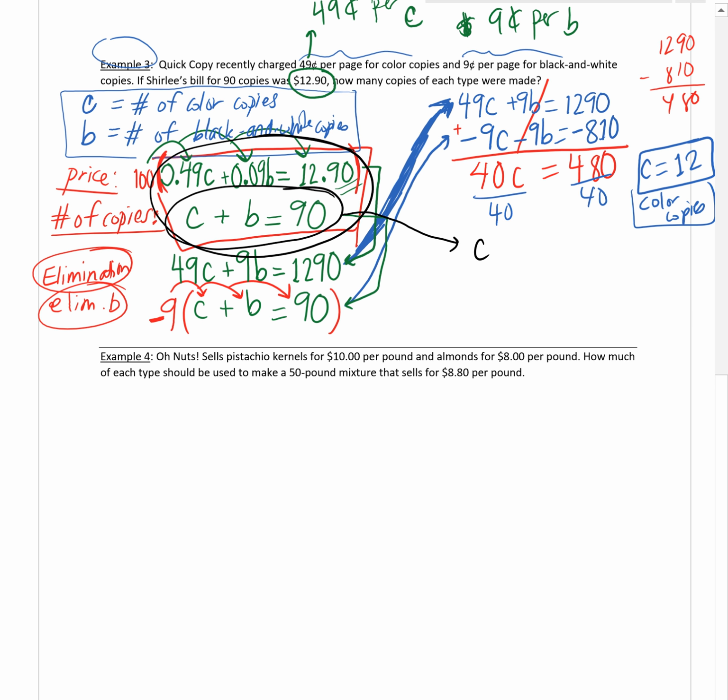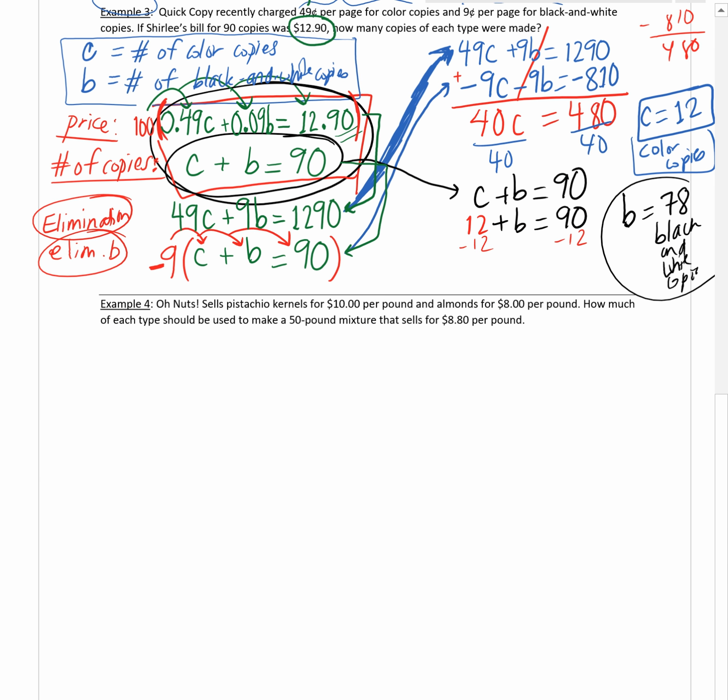C plus B is 90. And since I know C, I'm going to go ahead and replace that guy. C was 12. And now I can solve for B by subtracting 12 from both sides. And then I'll know how many black and white copies she made. So 90 minus 12, that's 78. Okay, so she must have made 78 black and white copies. All right, we got both numbers.